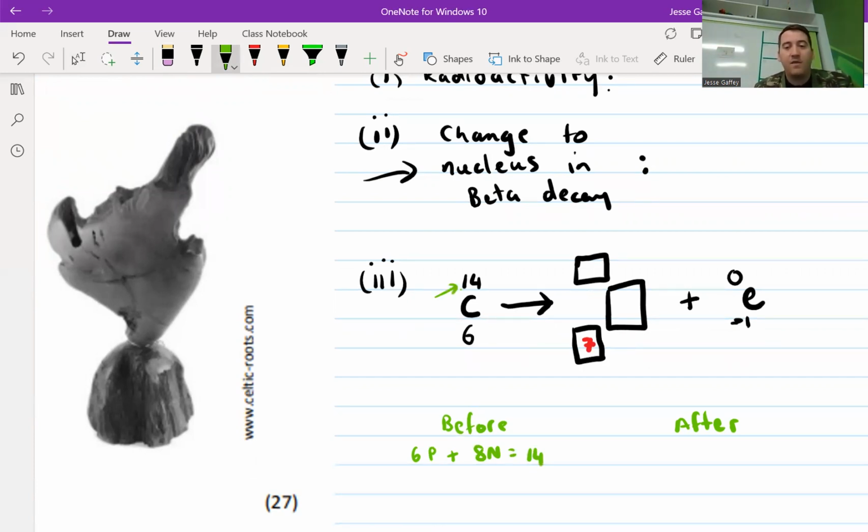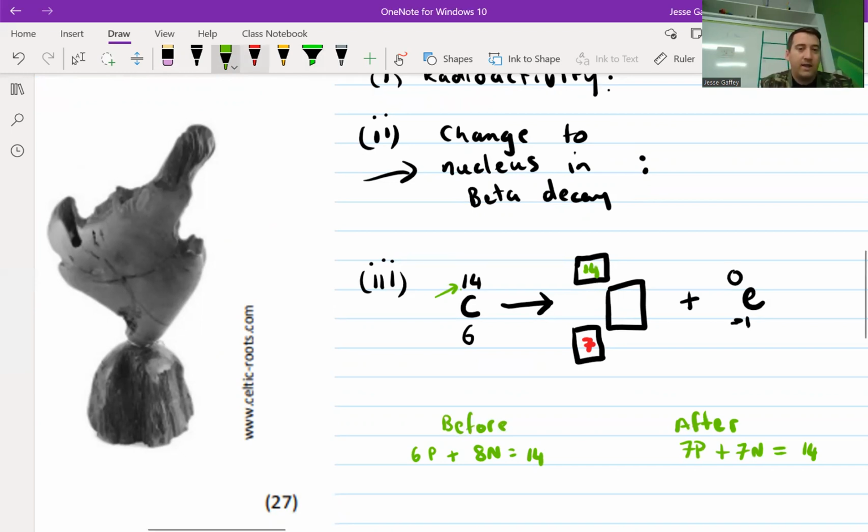Now, after, we know we have an extra proton. So we have 7 protons, and we know we have 1 less neutron because the neutron split into the proton, so plus 7 neutrons. But the mass is still 14. So that tells me that this number up here is still 14. The last thing to check is, what is this element? So go to your periodic table if you haven't done this already and find the element that this is.